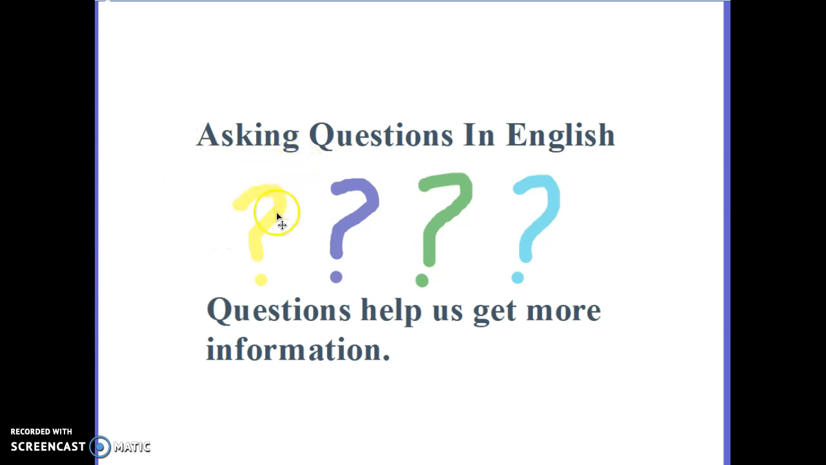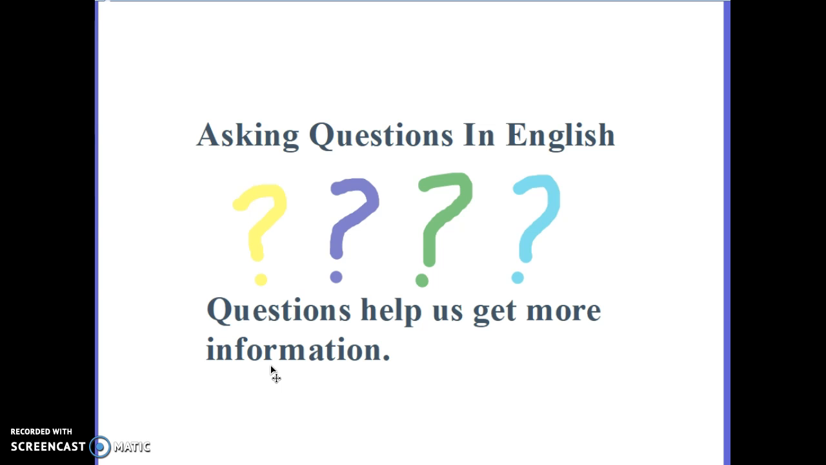Hopefully you recognize this symbol that I have repeated in the middle of the screen. This is called a question mark. When we're asking questions in English and when we're writing down questions, we use a question mark at the end of the question. Questions help us get more information. So whenever we're having a conversation and we want to know more about something, we ask a question.